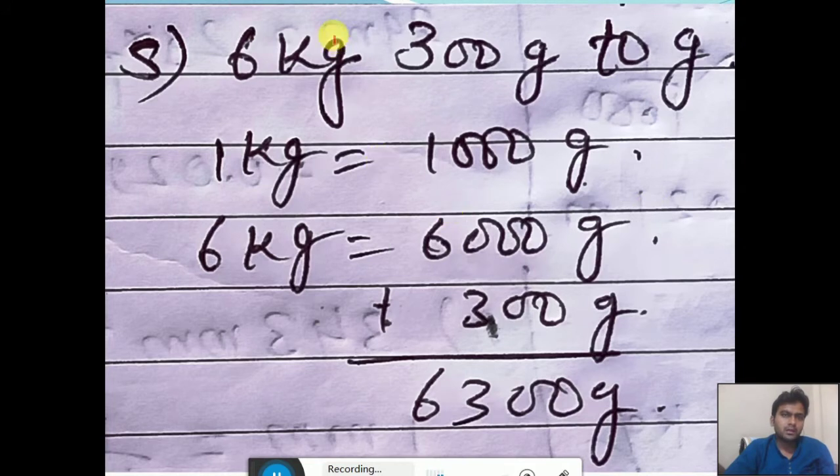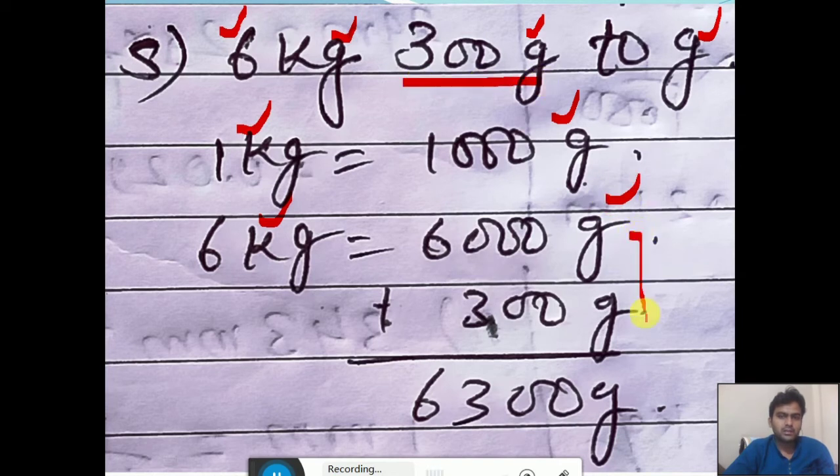Now here in this question, two different units are given, kg and gram. You have to change it into the gram. So what we will do, this kilogram we will change into the gram. So we know 1 kg is equal to 1000 gram. So 6 kg equals 6000 gram. Now add this 300 with this. So it will be equal to 6300 gram. So 6 kg 300 gram is changed into the gram, into the single unit.